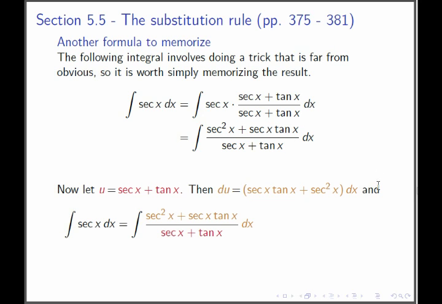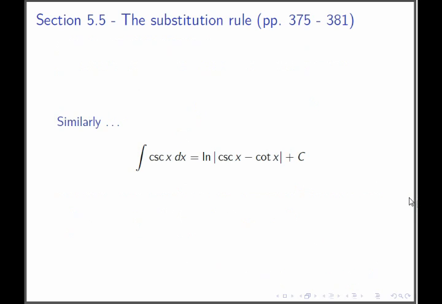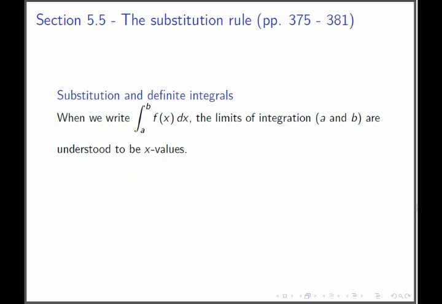So it looks like I can replace the original integral with now the integral of du over u, which is much simpler. In fact, this is one of the basic integrals we know. It's natural log of absolute value of u. And now we're ready to just back substitute. And so now this boxed formula is a formula which you should add to your list of integrals to memorize. And similarly, the antiderivative of cosecant x can be computed. This time there's a minus sign, so be aware of that.